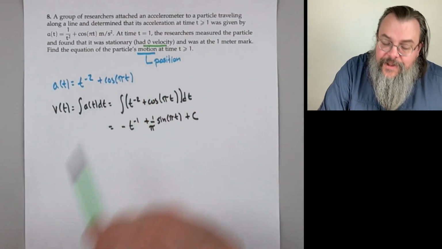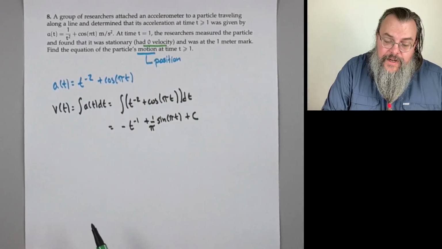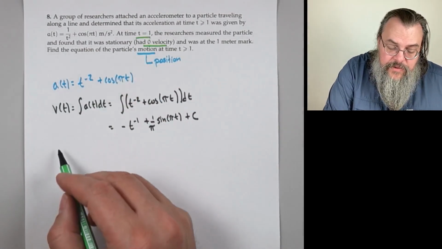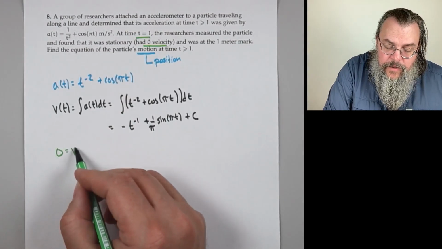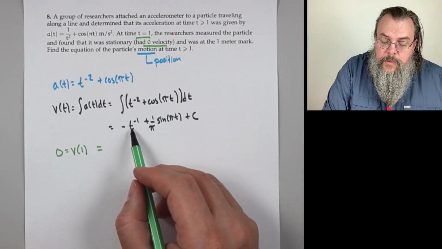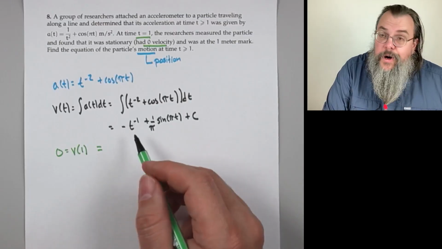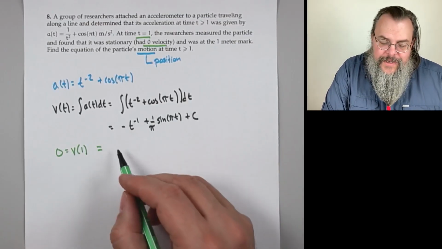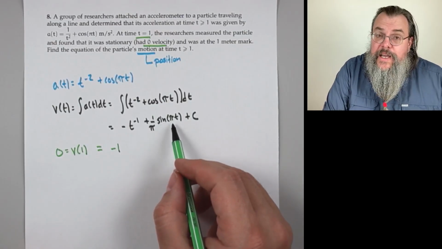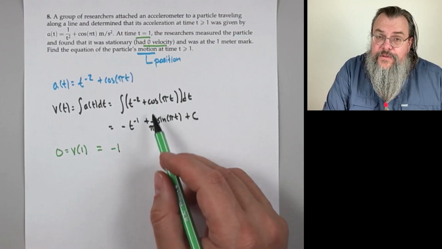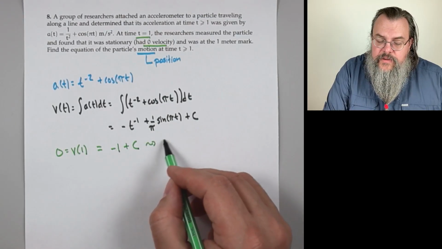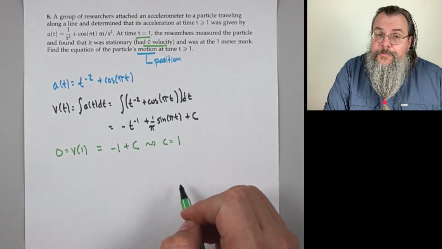Well, we use information. Sometimes we don't have information, it just stays as c, but this time it tells us 0 velocity. So I say, aha, cool. And that's at time t equal 1. So 0 is what happens when you plug 1 in. So we go through and plug in 1. So 1 to the minus 1 is 1. 1 to anything is 1. So we have minus 1. Sine of pi is 0, so that goes away. And then plus c. Well, that tells us that c should be plus 1.